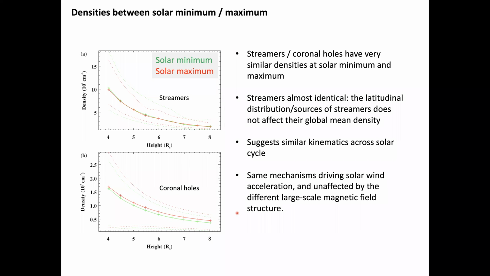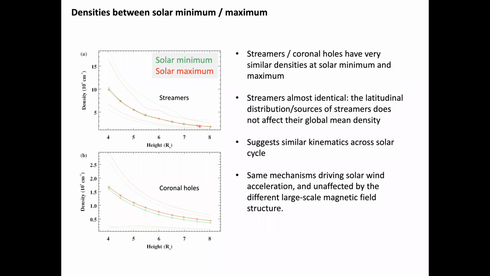Another surprising result was that when we look at the mean density of streamers during solar minimum and compare it to maximum, we find an almost identical profile with height. So there's no real difference in the densities of streamers at solar minimum and maximum. The only difference is that at solar maximum, of course, the streamers appear at all latitudes, and they also cover a larger area of the sphere.